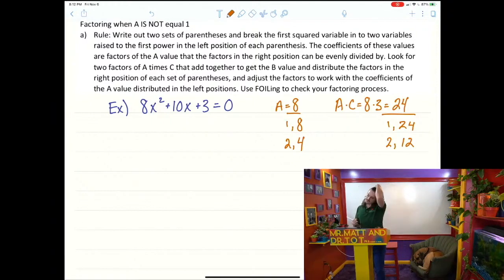We have 1 and 24, 2 and 12, 3 and 8, 4 and 6. Notice how we go up in a consecutive fashion on the left, so there's no values in between them. And then also we end with near consecutive values at the bottom. The only number in between 4 and 6 is 5, and 24 is not divisible by 5, so I know I have all the factors here.